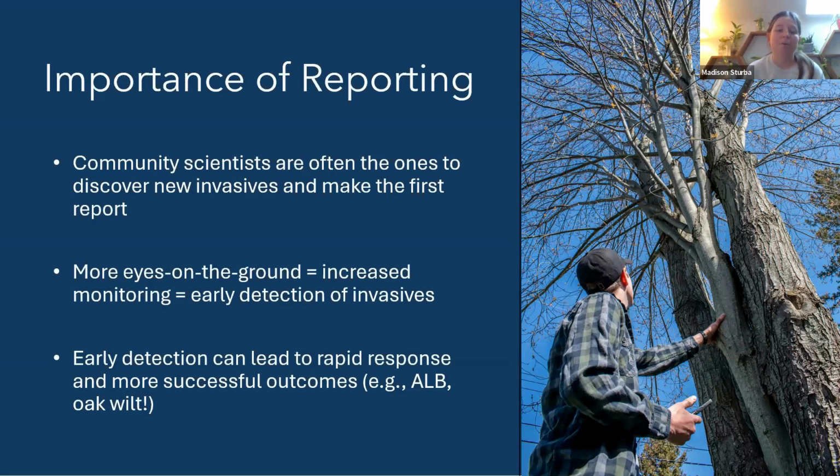Because of this first report and because we found it so quickly, we were able to act fast and remove it all from the area. So it's looking pretty good for oak wilt. It looks like we may be able to actually eradicate it from Canada and protect all of the oaks that we have here. So community scientists play a really key role in finding invasive species early.